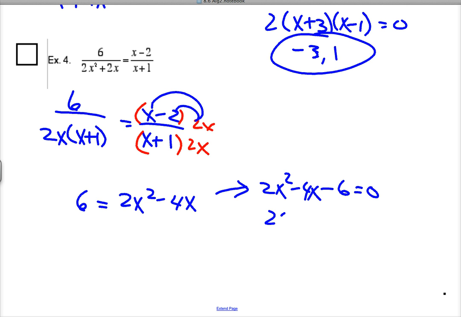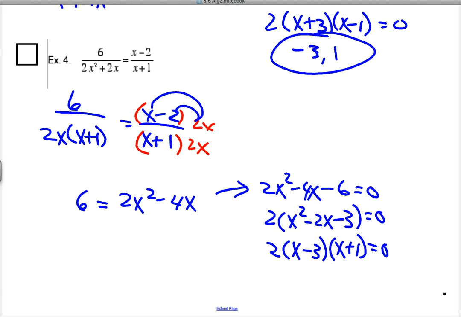And that should look pretty familiar. It's almost identical to what we just did in the previous problem. You just get the opposite factors. So possible answers are 3 and -1. But if you go back here, you see, oh, if I plug in -1, I get 0 right there. So that's not a possible answer. That's in my restrictions. So that doesn't work. So the answer is 3.